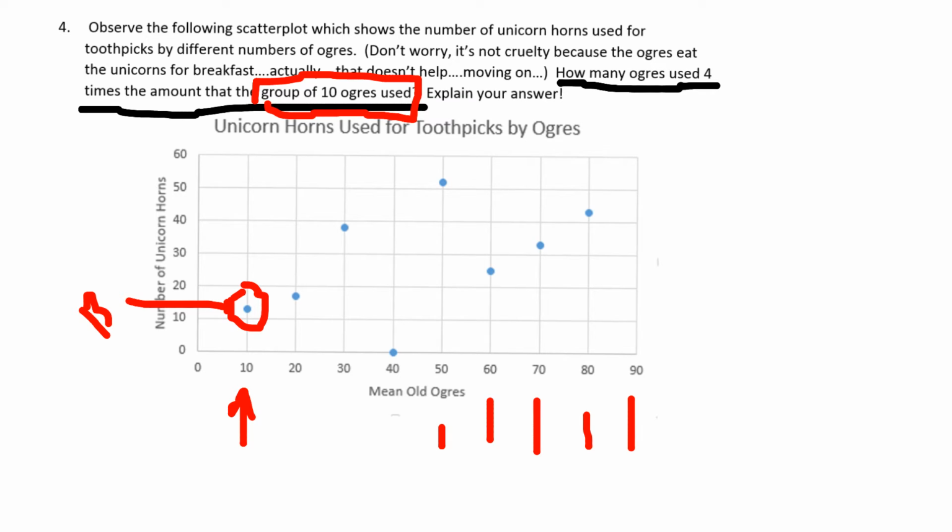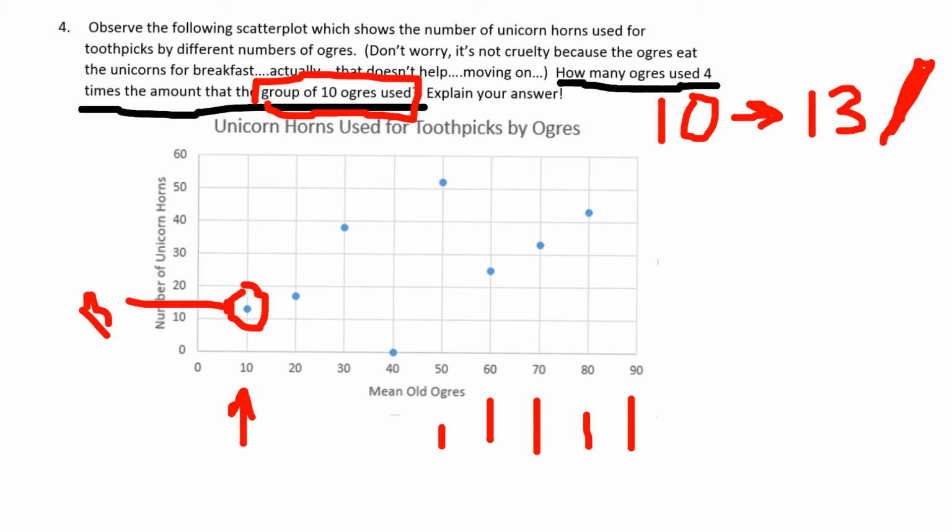It's less than halfway between 10 and 20, so it's not 15. I'm guessing probably 13, but it could be 12. We're probably going to be able to figure out the problem, so we're just estimating at this point. So let's go with 13. I'm just going to draw a picture of a toothpick. That's a toothpick, just pretend. So the group of 10 ogres used 13 toothpicks.